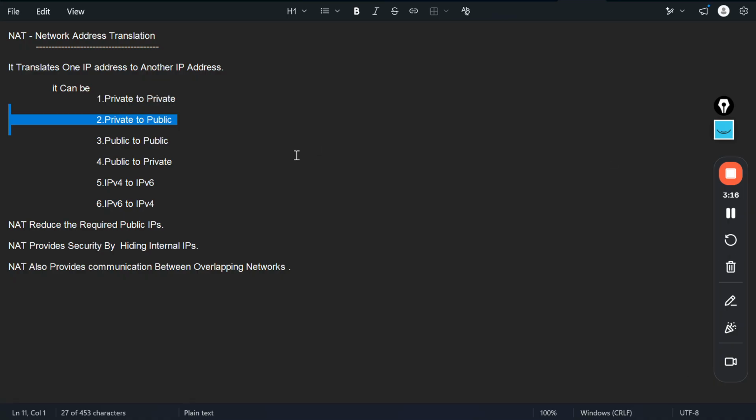This is about NAT. Mostly in our organizations, we will see private IP to public IP translation and public IP to private IP translation. First we discuss what is the need of this NAT.